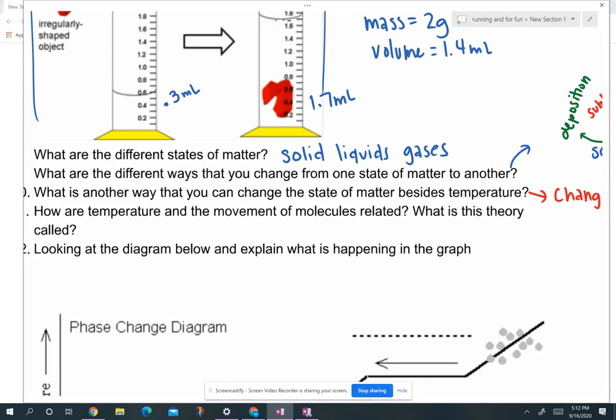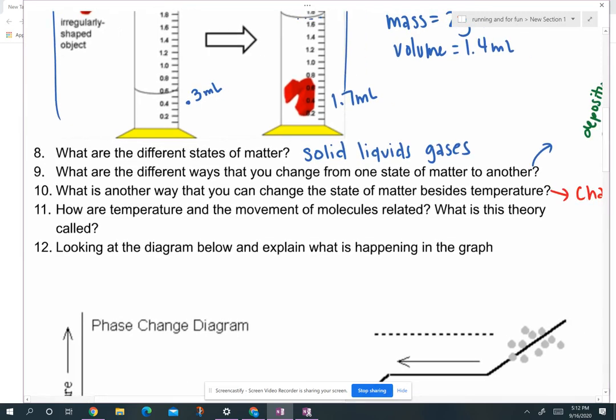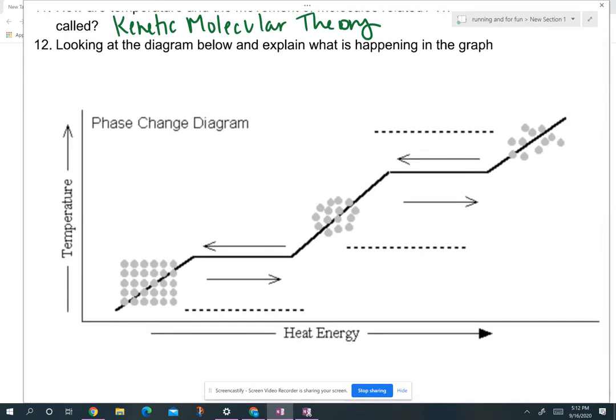Okay. How are temperature and the movement of molecules related? And what is this theory called? So this is actually the kinetic molecular theory. And I am going to go ahead and use this graph to help me with the kinetic molecular theory. So basically, just by looking at this graph, as you add heat, right? So as you add heat, you get more molecule movement.